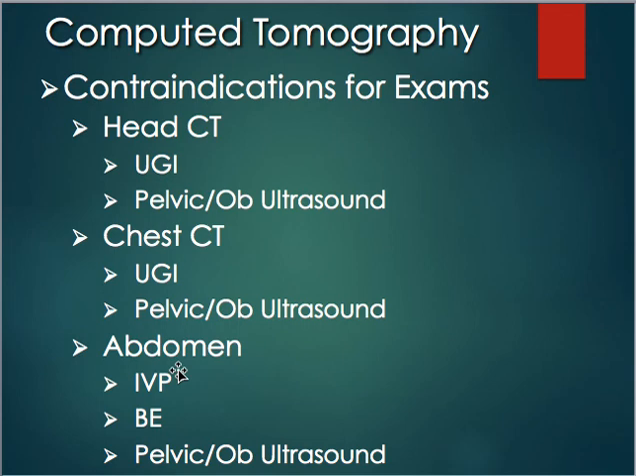So some contraindications for different exams. For a head CT, the patient could not have an upper GI or a pelvic or OB ultrasound because we're giving them contrast, right? They could have the pelvic ultrasound before the head CT if they would forego the NPO. Because if we did a pelvis or OB ultrasound, they would be drinking water, which would violate the NPO prep. But sometimes they would still do it.